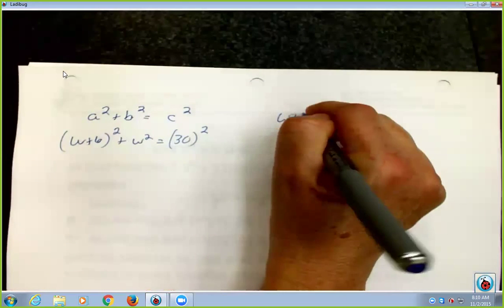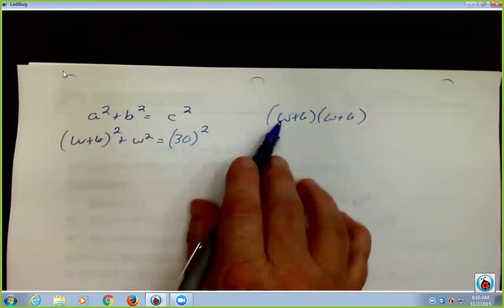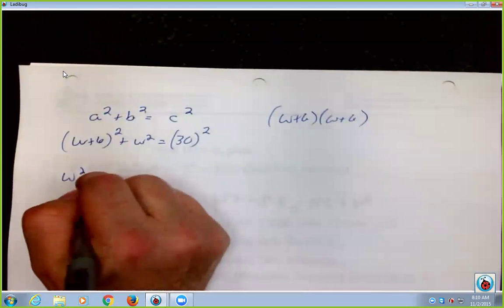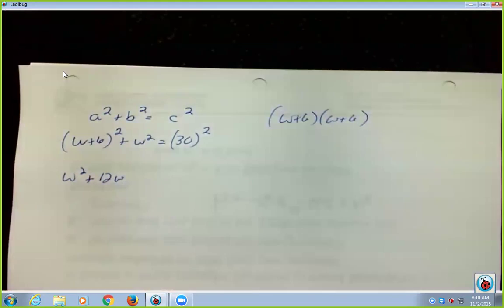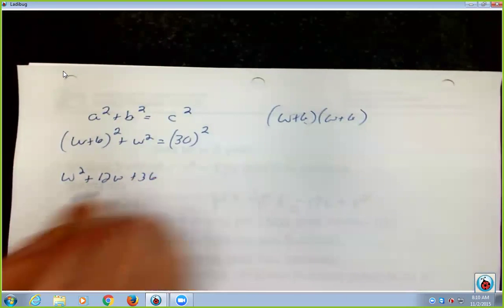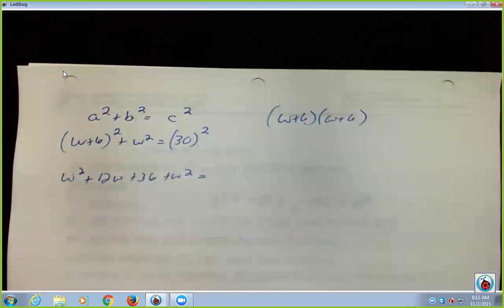Well, w plus 6 times w plus 6, or I FOIL it, I get w squared. 6w and another 6w is plus 12w. And 6 squared finally at the end is 36. Plus a w squared. But what's 30 squared? So we need to have our calculator for that one. So let's square the 30.